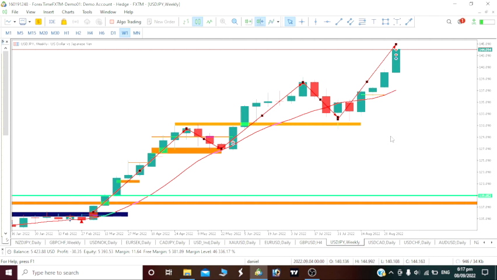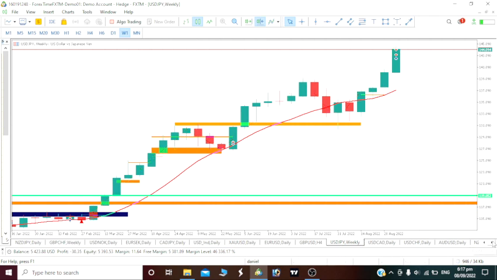Coupled with the fact that our USD fundamental says it will be going bullish with the increase in the interest rates, so basically the USD will continue to get stronger compared to any other currency, by the way.